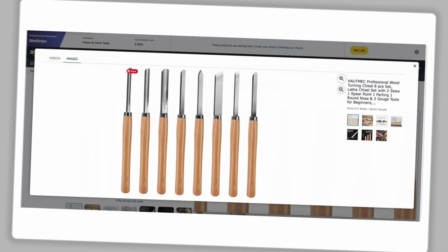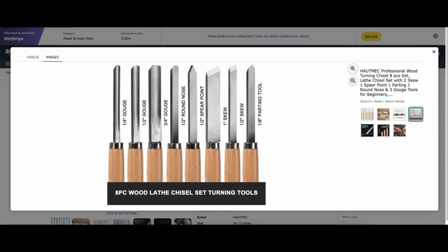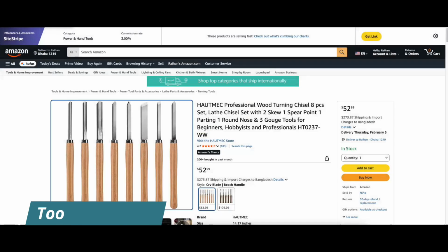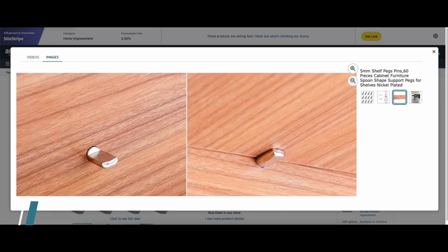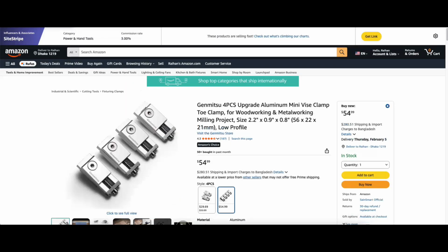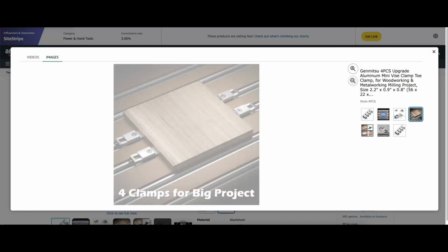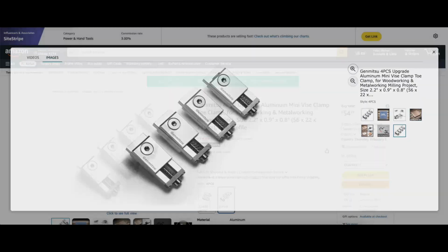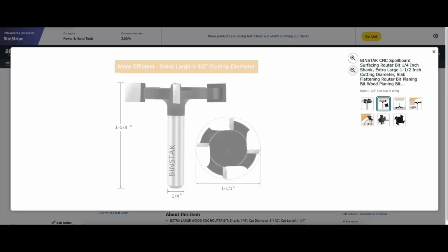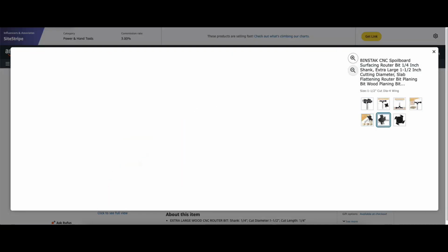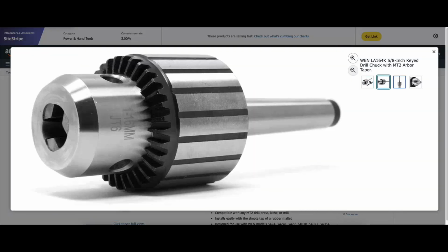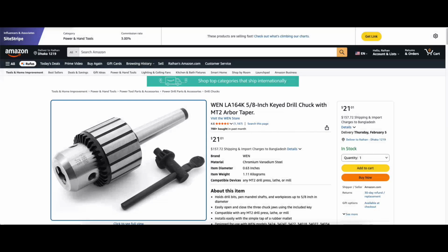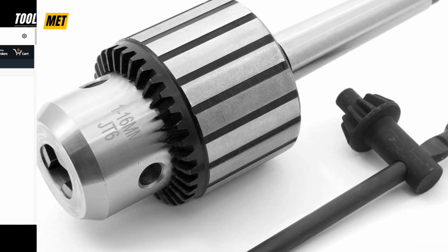Welcome to Tools Met. Today, we are going to explore one of the most powerful and advanced machines in modern manufacturing, the CNC machine. CNC stands for Computer Numerical Control. A CNC machine uses computer programming to control cutting tools with extreme accuracy. Unlike traditional machines, CNC machines work automatically, reducing human error and increasing productivity.